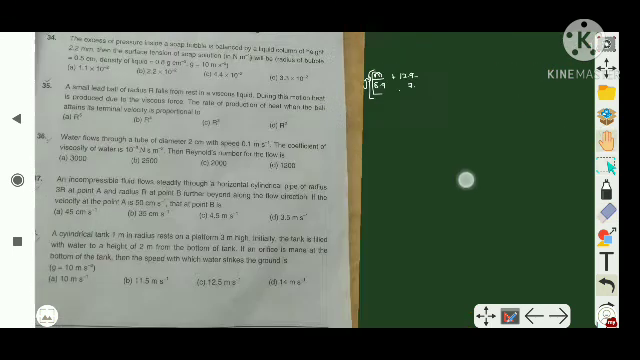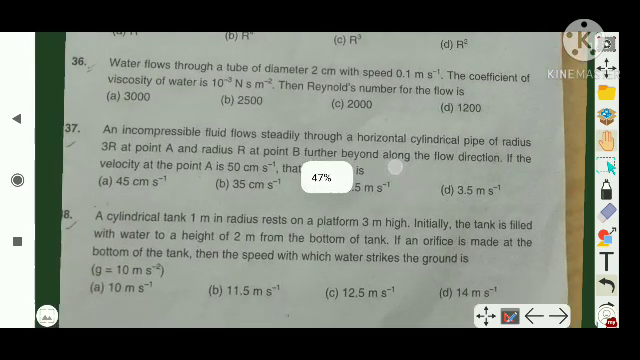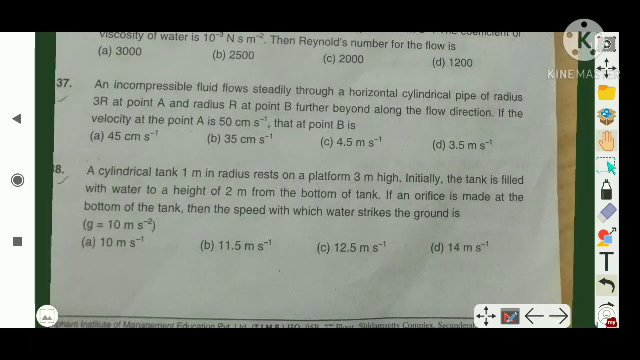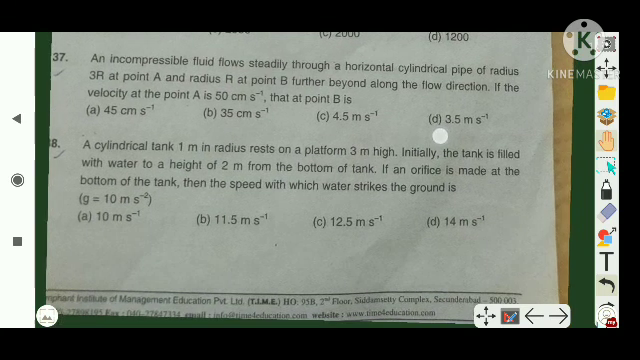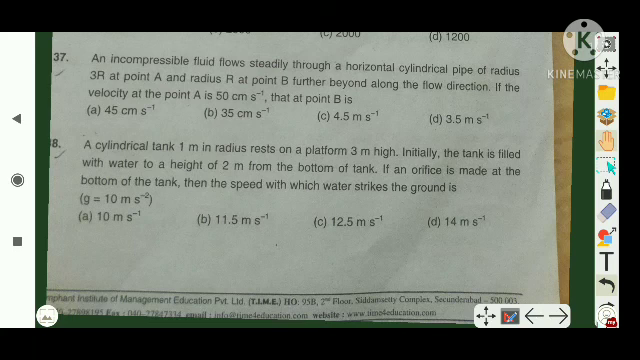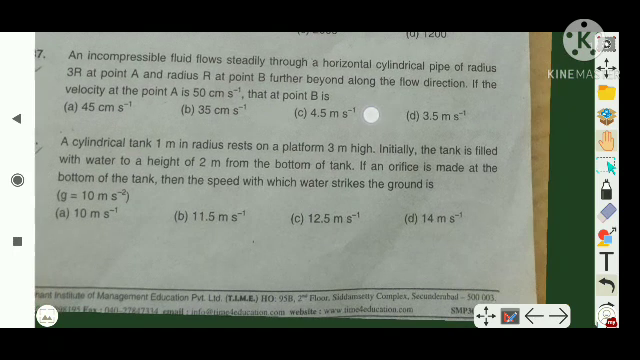Okay, let's move on. Now 37. An incompressible fluid flows steadily through a horizontal cylindrical pipe of radius 3r at point A and radius r at point B, further along the flow direction. If the velocity at point A is 50 centimeters per second, then what is the velocity at point B?